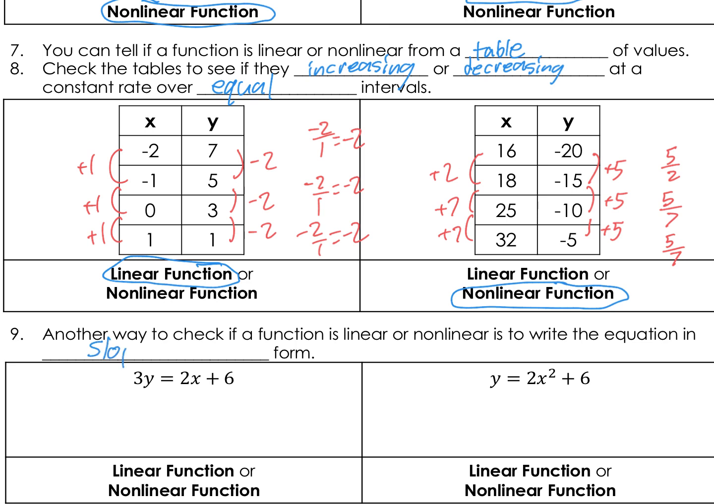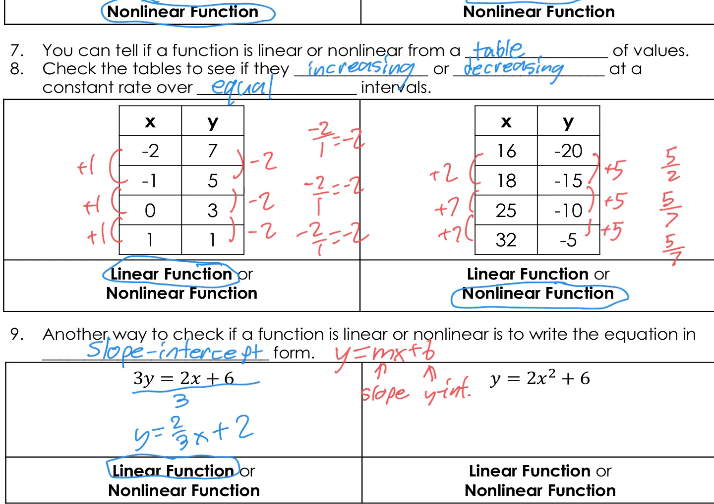Another way to check if a function is linear or nonlinear is to write the equation in slope-intercept form: y equals mx plus b, where m is the slope and b is the y-intercept. For the equation on the left, we have 3y equals 2x plus 6. However, we want y equals. So to get rid of that 3 in front, we will need to divide every term in the equation by 3. When we divide, we get y equals 2/3 x plus 2. This means that our slope is 2/3 and our y-intercept is 2. Since we have slope-intercept form, this function is linear.